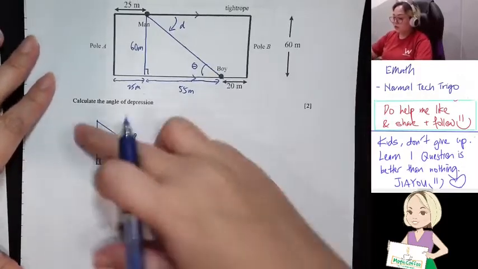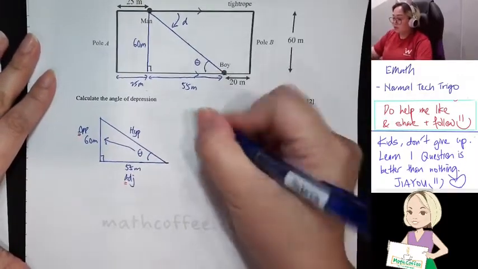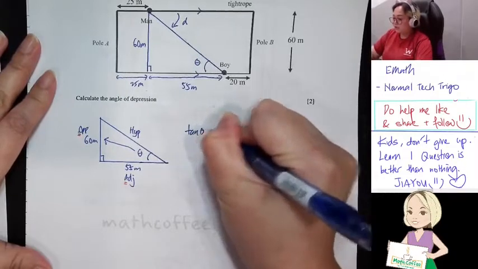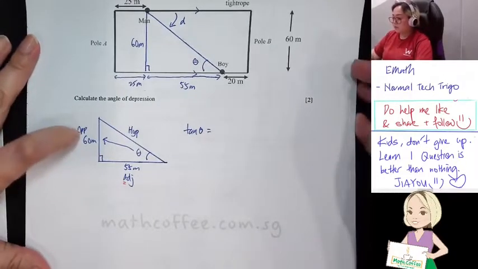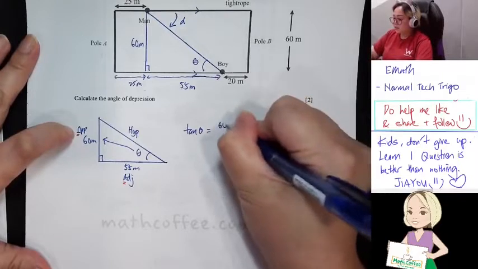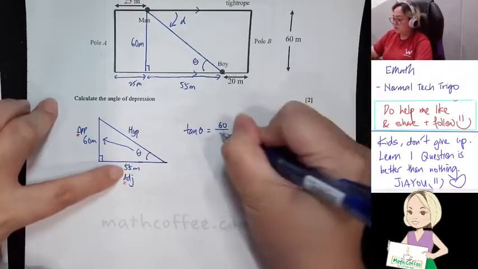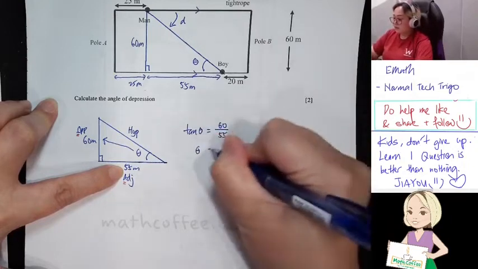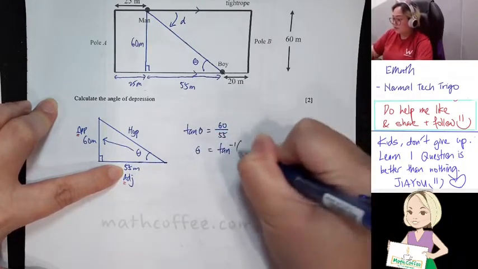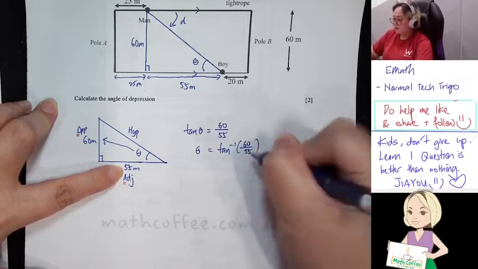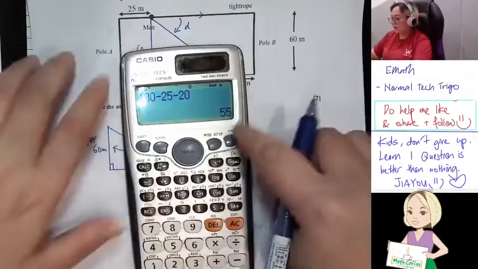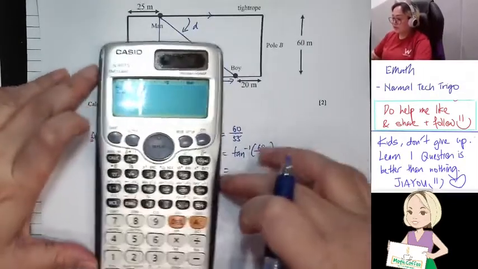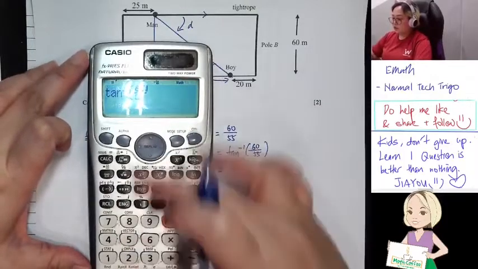Okay, so just now we have said that we will use tangent. So tangent theta is equal to opposite, which is 60, over adjacent, 55. So again, find the angle. I will just do tangent inverse of 60 over 55. So let's press the calculator. Shift tangent, fraction 60 over 55.